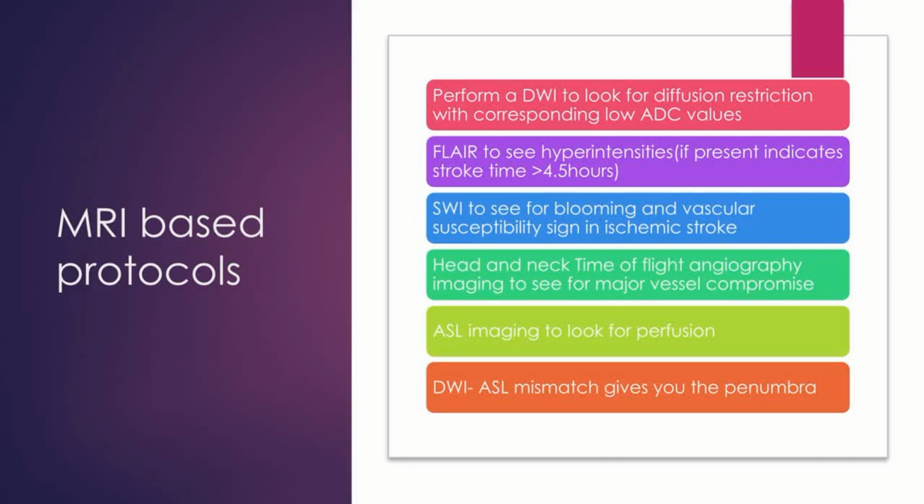3. Susceptibility weighted imaging to see for blooming, bleed, and vascular susceptibility sign in ischemic stroke. 4. Head and neck time of flight angiography, TOF, imaging to see for major vessel compromise, a non-contrast sequence. 5. ASL imaging to look for perfusion, it gives rCBF values.